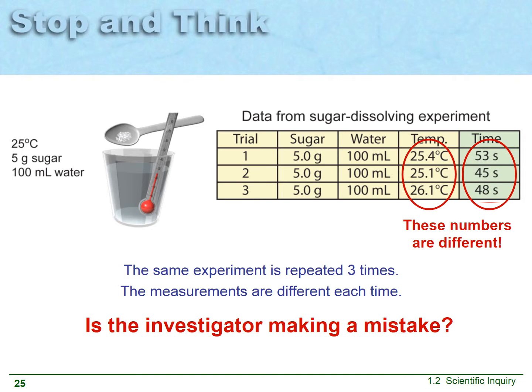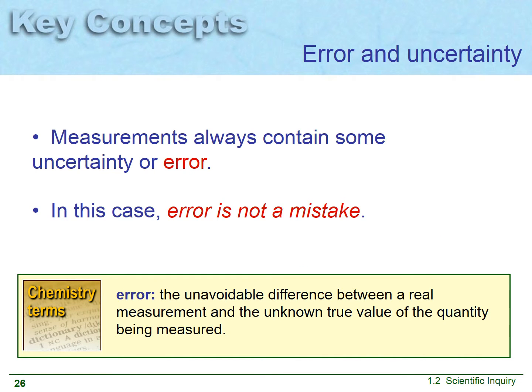We see that the temperature is kept relatively close to 25 degrees Celsius. And we see that the measured times are different from one another. Does this mean that the investigator made a mistake? There's always some amount of uncertainty in collecting measurements. We can't always have a perfect reading every time. We call this uncertainty error, but it doesn't mean that someone's made a mistake. This error is an unavoidable difference between the real measurement and the unknown true value of the quantity being measured.